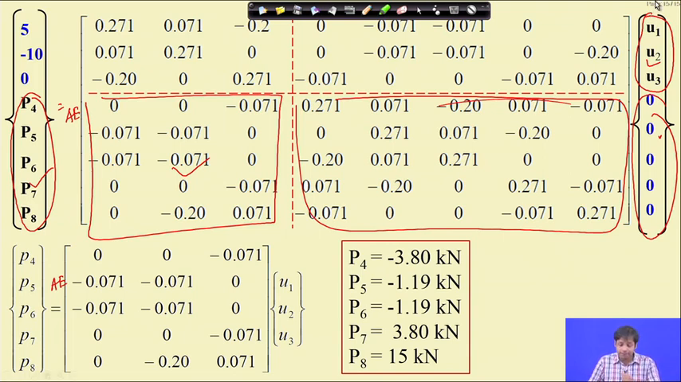Now, once we have determined the reactions, these forces P4, P5 will give you the reactions, and we have also determined the displacements. The next thing left is the member forces. Let us find out the member forces.